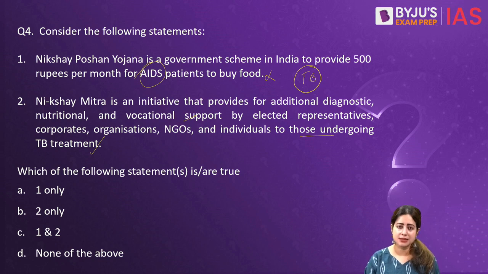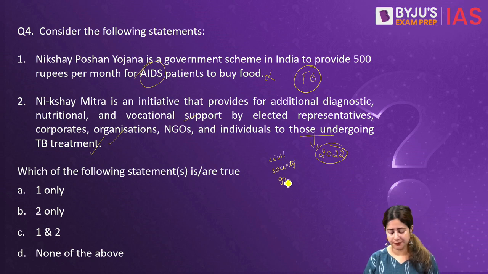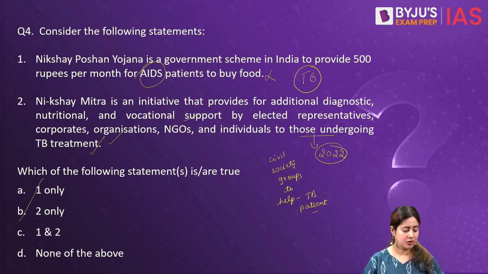And yes, this is a correct statement. Well, that's the purpose of Nikshay Mitra. Now, let's also remember that Nikshay Mitra was actually initiated in September 2022. The idea was to promote civil society groups. In fact, even political parties can do that if they want, to help on a voluntary basis TB patients in India. Now, TB being one of the most widespread and mortality causing disease in India. And hence, second statement is valid, making B your correct answer.